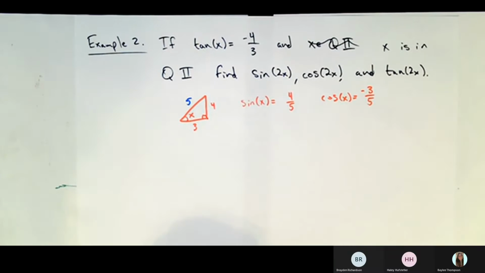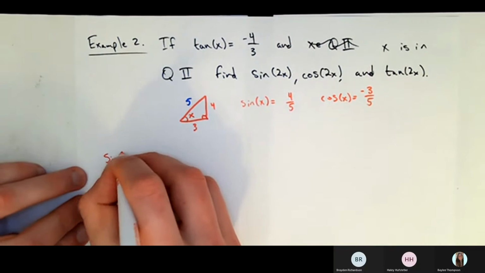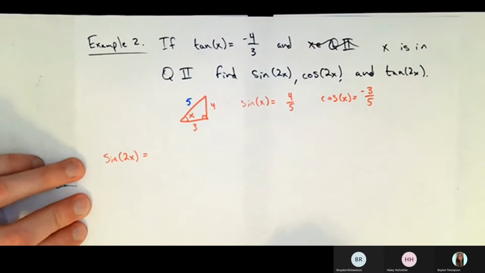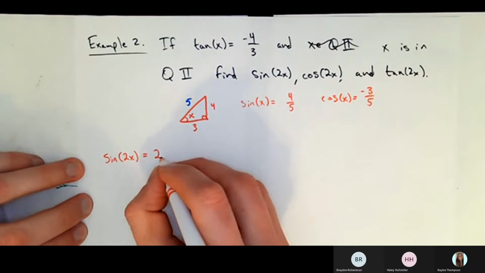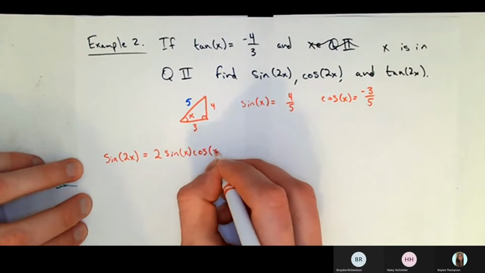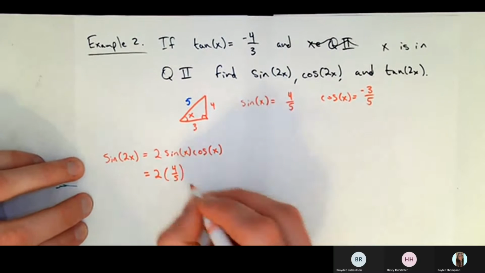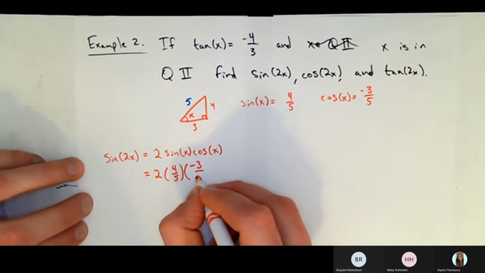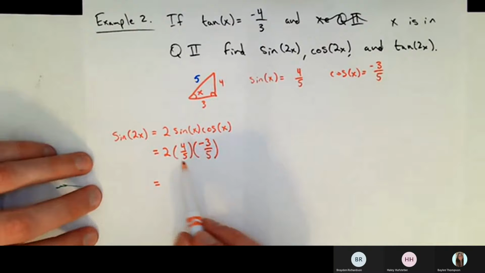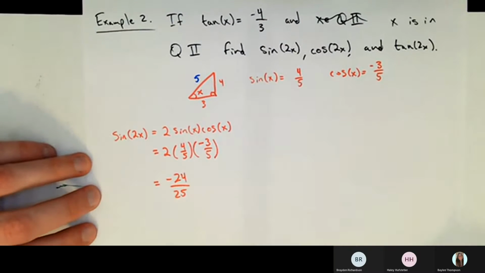So now I'm going to say sine of 2x. Sine of 2x is equal to 2 sine x cosine x, 2 times 4/5 times -3/5. A little bit of fraction work here, getting -24/25.